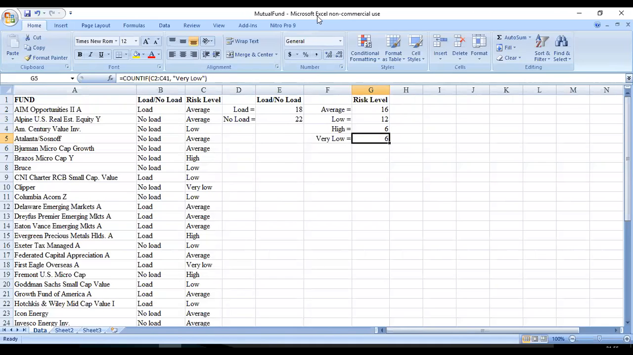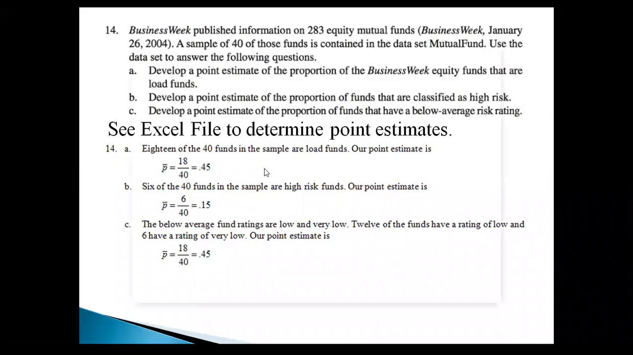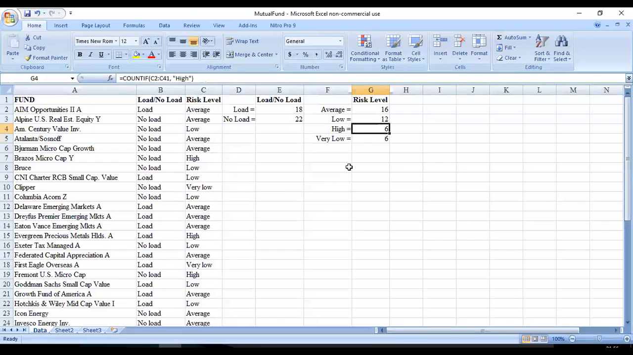All right, so if we go back to our PowerPoint slide. 18 of the 40 funds in the sample are load funds, because we found 18 of them in our table, and there was a total of 40, so 18 divided by 40 is 0.45. Now, how many were high risk? High risk, well, there were 6 out of the 40. And then the next one is how many are below average. That's our low and very low, so 12 plus 6, which is 18.